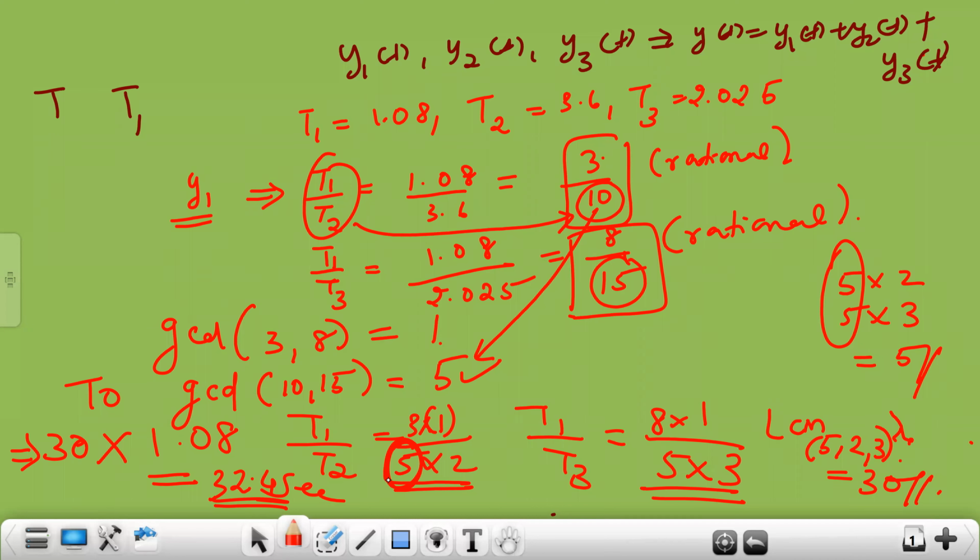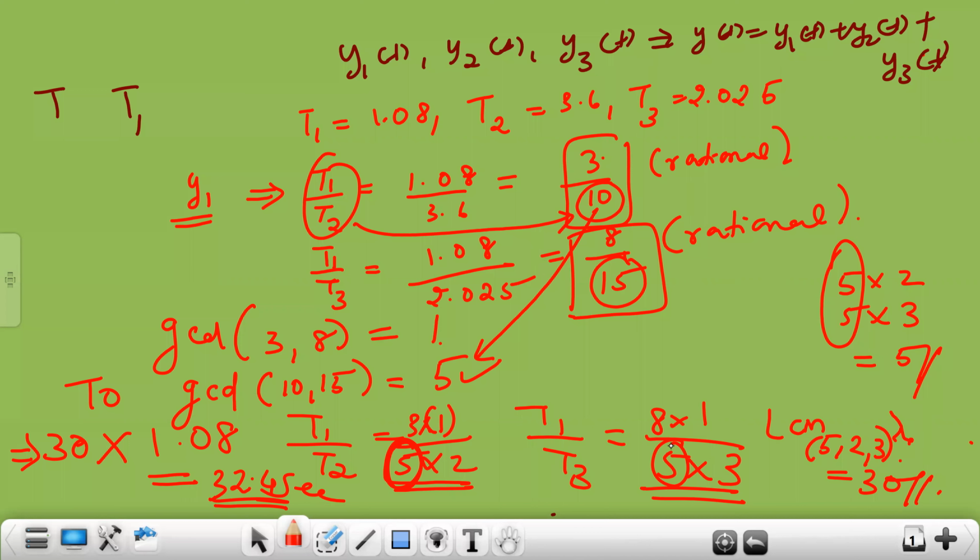What about the next fraction? You have 15 in the denominator, so 5 into 3. And what about the numerator? The numerators' GCD is 1, so 3 into 1 and 8 into 1. That is, you are rearranging the numerators and denominators in terms of their corresponding GCD values. After rearranging, you take all the terms in the denominators: you have 5, you have 2, and you have 3. Take the LCM of these 3, and the answer is 30.